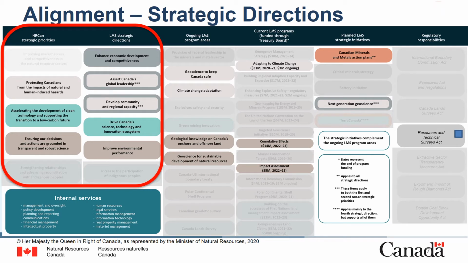For broad context, the alignment of the project with NRCan strategic priorities and LMS strategic directions is highlighted by the red outline. Of 11 strategic items, there is strong alignment on 9 points.